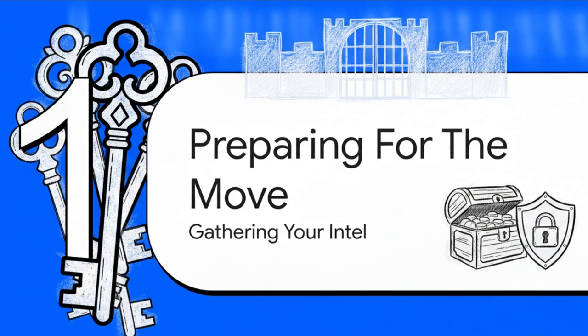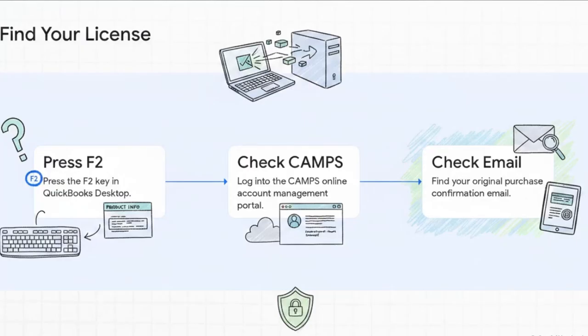Because look, you absolutely cannot start a migration without having the keys to the castle. Preparation is literally everything here. So, before you even think about touching a flash drive, you need your product and license numbers. Those are absolutely critical for the new install. The fastest way to get them? Just open up your current QuickBooks Desktop and hit that F2 key. Boom, your product information window pops up and your license number is sitting right there.